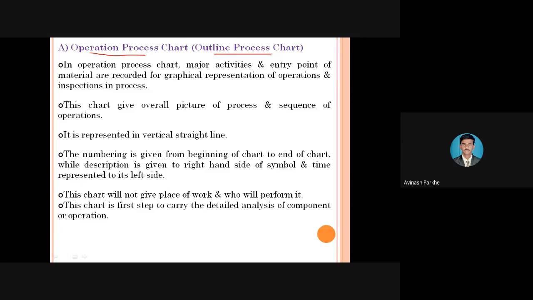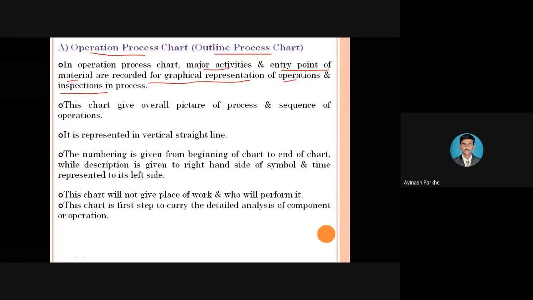process chart. Therefore, here I have written in operation process chart, major activities and entry points of that particular material are recorded in the graphical representation of operation and inspection in the process. Please keep in mind that through this operation process chart only we can represent the operations carried out on that particular raw material and the inspection carried out in the process.